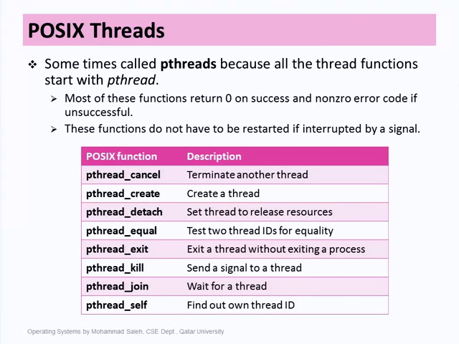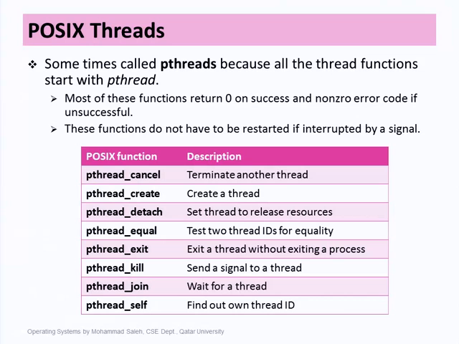Now, I can also send a signal. If I want to send a signal from one process to another process, I use kill. And from within a thread, if I want to send a signal, I use pthread_kill, which has the same signature as the kill that you have seen before. I can also let a thread wait for another thread.